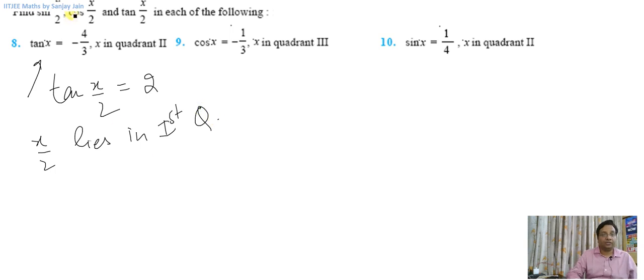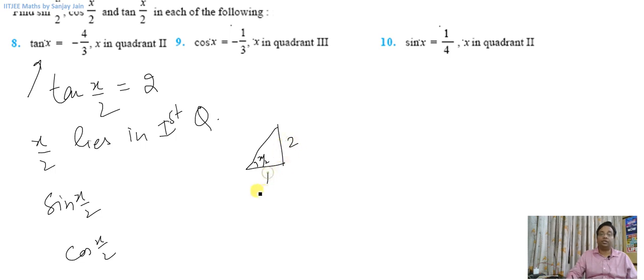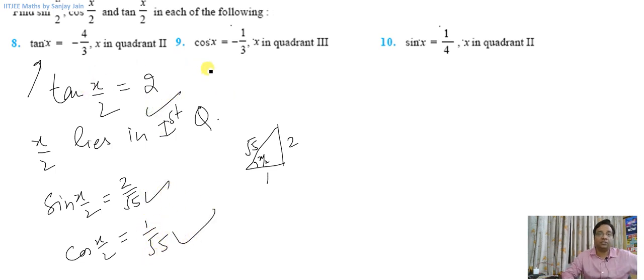Now let us talk about rest of the ratios. So that sine x by 2 and cos x by 2. Now consider this triangle. Let us say this is angle x by 2. So opposite I consider as 2, adjacent I consider as 1. So the hypotenuse will be root 5. So sine x by 2 will be opposite upon hypotenuse, so that is 2 upon root 5, and it will be positive because we are talking about first quadrant. So all of these ratios will be positive, and cos x by 2 will be 1 upon root 5. So these are the values for question number 8.